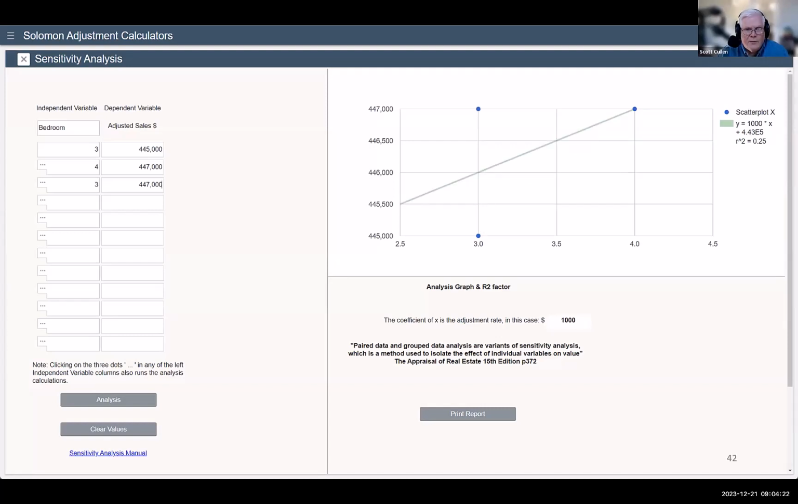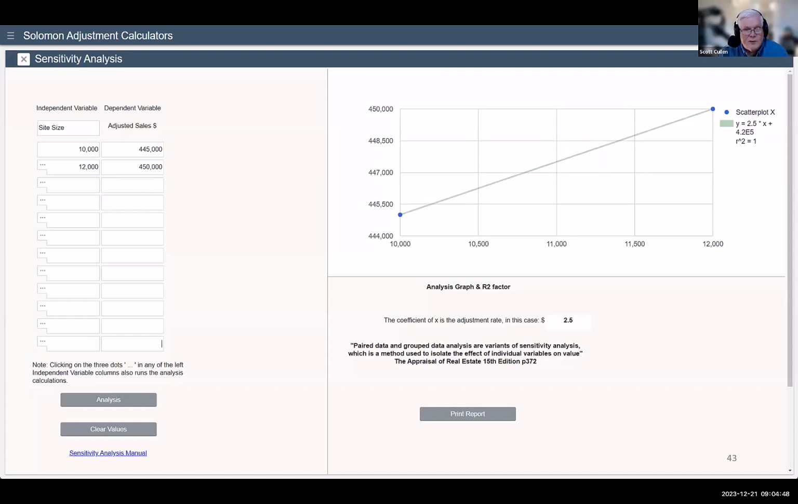Now we have a third comparable with 3 bedrooms that has the same adjusted sale price as comp 2. Notice how the R square has declined to 0.25. Don't make this adjustment. We can see that the 4-bedroom comp 2 and 3-bedroom comp 3 have the same adjusted sale price.